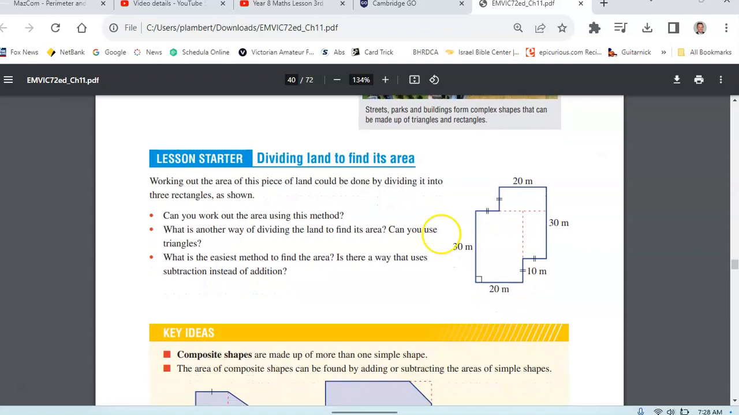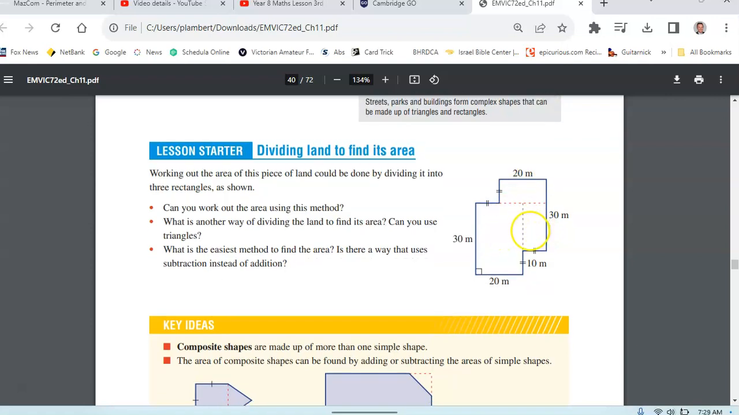You can see in this example here, you'd have a rectangle, 20 by 30. You'd have another rectangle here. This tells you that it's 10, so they're all 10. This one is 10 by 20. And this one here is going to be 20 by 10. So the area of that one plus the area of that one, plus the area of that one.